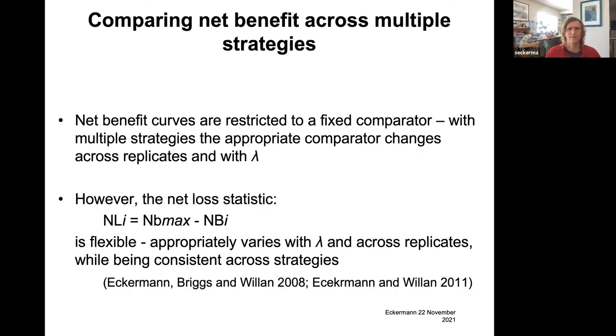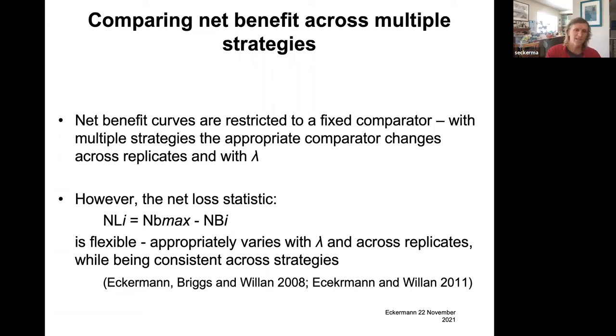So towards that end, and this is very much also extending the stuff in terms of flexible axes on the cost disutility plane, what we actually want to compare when we compare net benefit, or the combined costs and effects, is things relative to the net benefit maximizing strategy at any given threshold value for any given replicate. And to do that, I developed something called the net loss statistic. And the net loss for any given strategy is just the net loss relative to the net benefit maximizing strategy. So it's net benefit of the maximizing strategy less that of any given strategy. If you happen to be the net benefit maximizing strategy, that net loss is going to be zero. Otherwise, it's going to be some positive number.